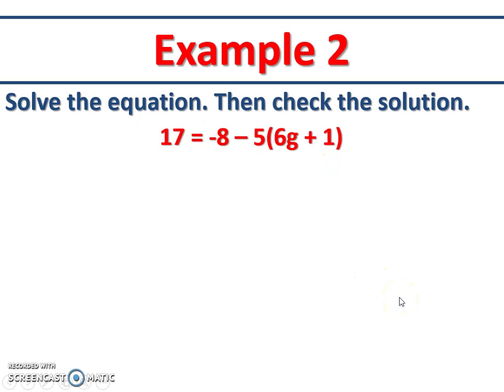All right, example 2. We got 17 is equal to -8 minus 5 times the quantity of 6G plus 1. Okay, so before I can do any combining of like terms, I first have to get rid of the parentheses. So I'm going to have to distribute in order to do that.